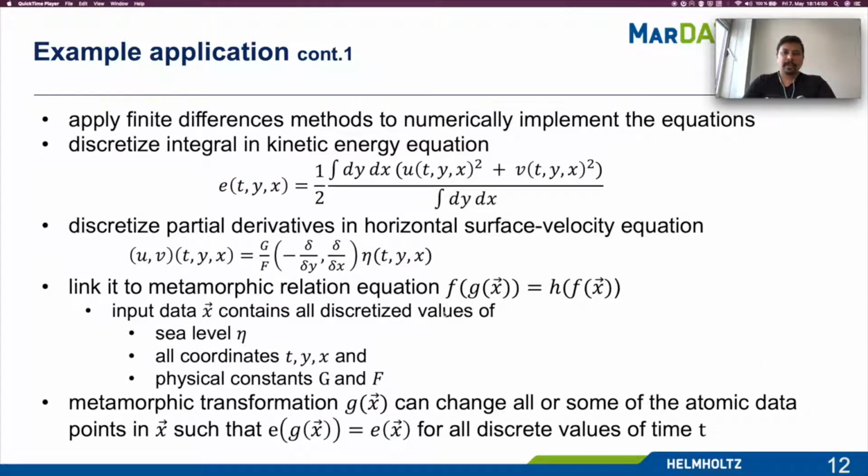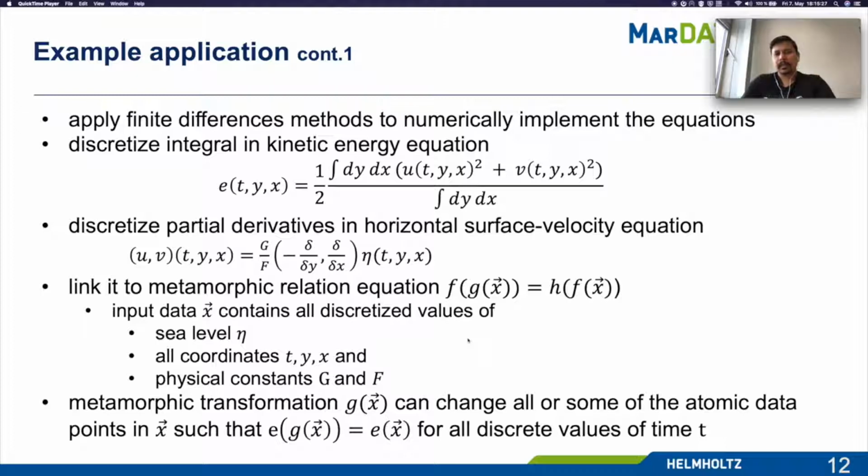To implement the equations numerically, we apply finite element methods. We discretize the integral in the kinetic energy equation. We discretize partial derivatives in the horizontal surface velocity calculation. And we link this to the metamorphic relation we previously defined. This results in an input data x, which contains all the discretized values for sea level height, eta, all the coordinates t, y, x, and the physical constants g and f.